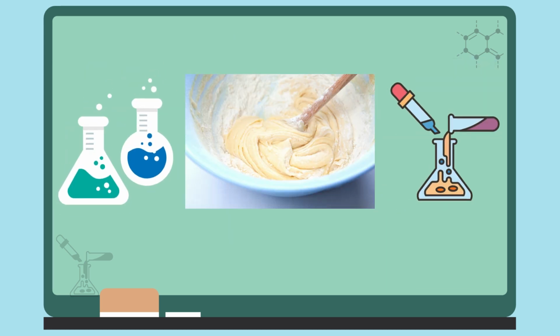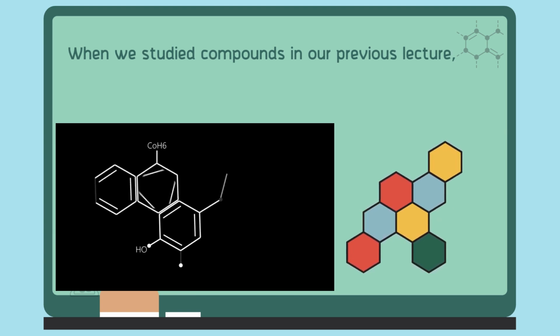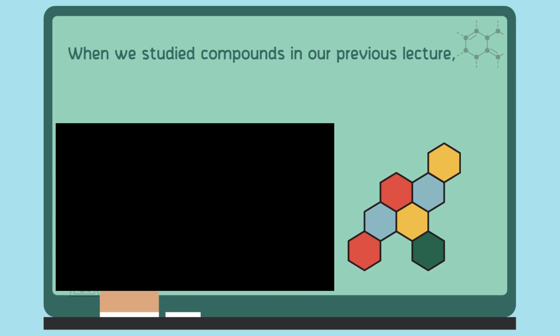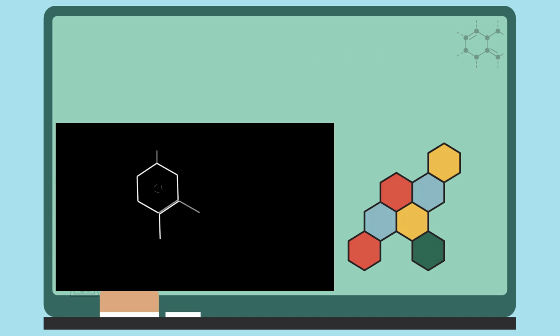Which brings us to the last and the most important part of this lecture. One needs to know why and how compounds are actually different from mixtures. When we studied compounds in the previous lecture, there was a huge emphasis on the fact that compounds are formed by chemically bonding one element to another or a group of molecules to another group of molecules. Mixtures, on the other hand, are a physical bond rather than a chemical bond.